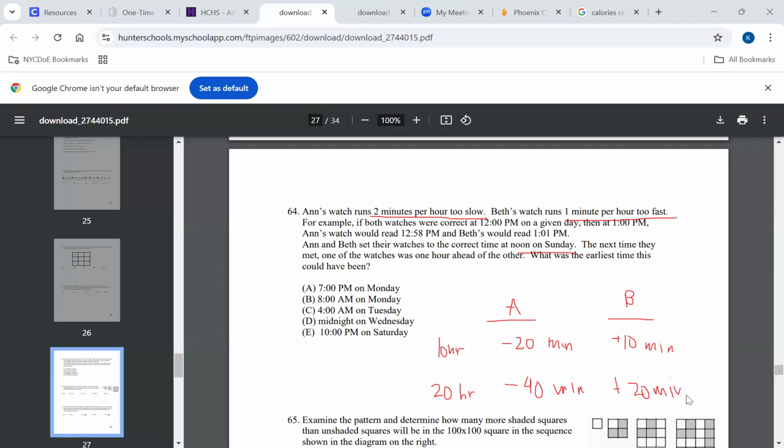How far are -40 and 20? Well, -40 to 0 is 40, and then another 20 to get to +20 is a full 60 minutes. So it's after 20 hours that they're going to be that far apart from one another. So at noon on Sunday, 20 hours is almost 24 hours. So it's almost noon on Monday, but it's actually going to be 4 hours before that. And 4 hours before noon on Monday is 8 a.m.